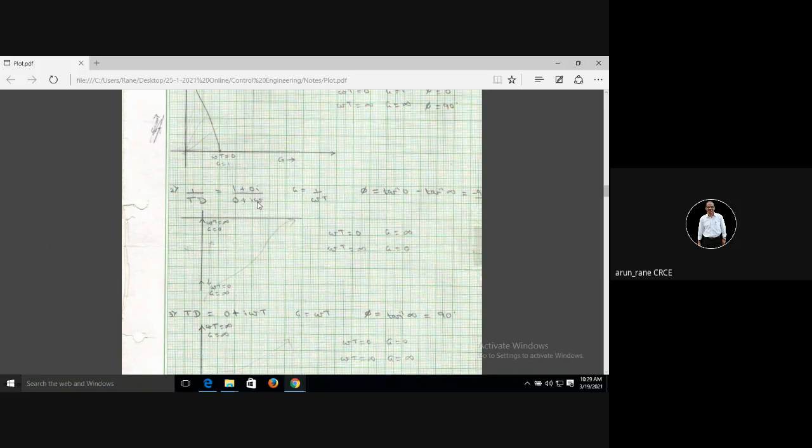Now denominator. So now this minus this. Tan inverse of 0 minus tan inverse of omega upon 0. Omega upon 0 will be infinite. So tan inverse of infinity. And what is the tan inverse of infinity? 90. So the answer for this will be 0 minus 90. Is it clear?